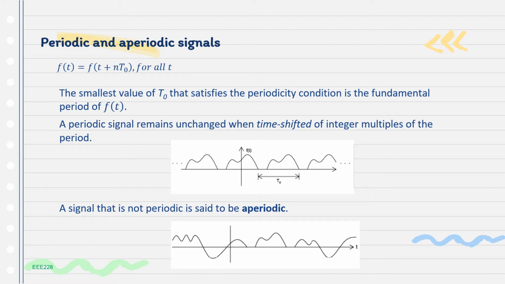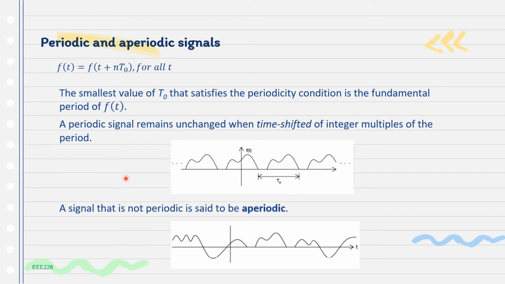Okay, periodic and aperiodic signals. A signal f(t) is said to be periodic if it repeats itself at a regular interval. T naught is what we call the fundamental period of the signal f(t). It is the smallest value of the period that satisfies the periodicity condition. A periodic signal remains unchanged when time shifted by integer multiples of the period.